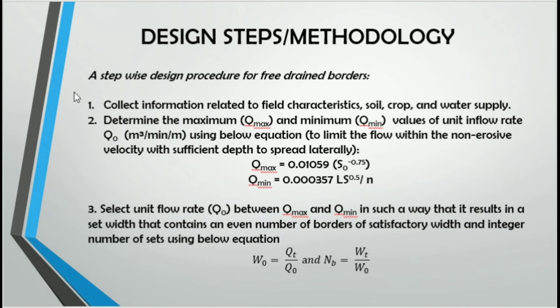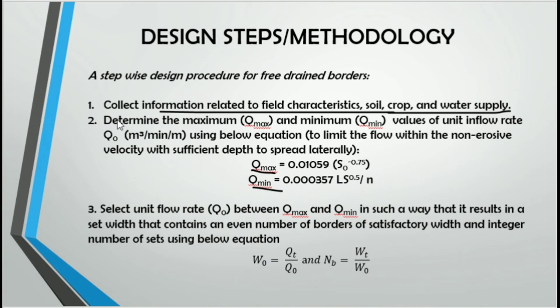So let's now proceed to the design steps or methodology. These are the stepwise design procedure for free drain borders. It's a lot of process. First, collect the information related to field characteristics, soil, crop, and water supply. These are basically the information that you need in order to calculate the other needed components and requirements for your border irrigation.